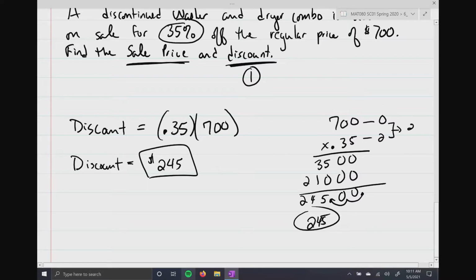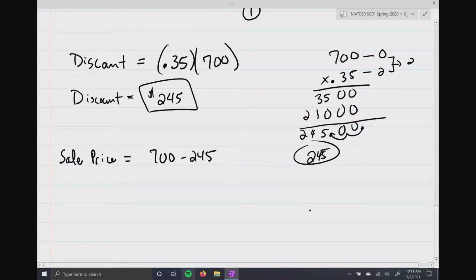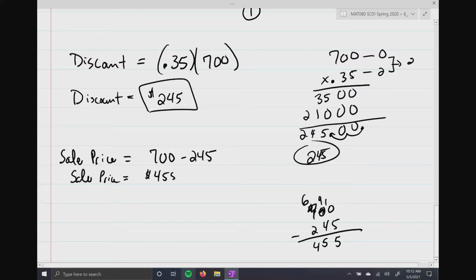That's massive. So now that we found the discount, we can go ahead and find the sale price just by taking 700 and subtracting 245 from it. So once again, I'll come over here to the right and set up my problem. I need to borrow. 10 minus 5 is 5. 9 minus 4 is 5. 6 minus 2 is 4. So my sale price is equal to $455.